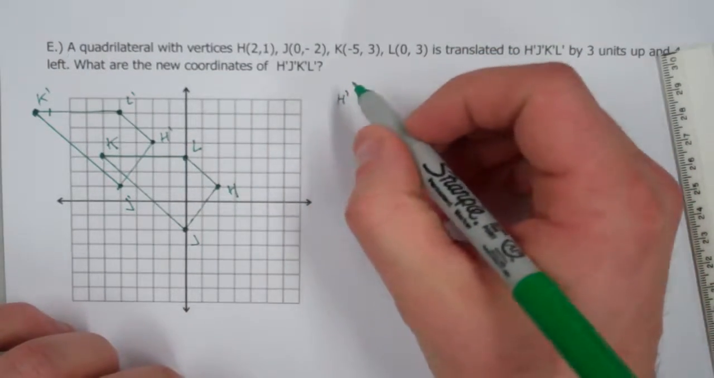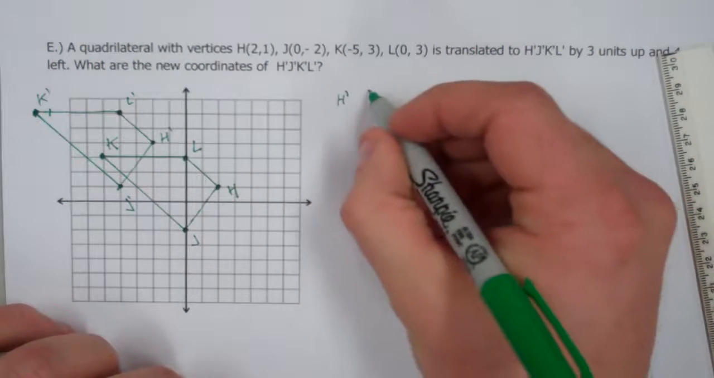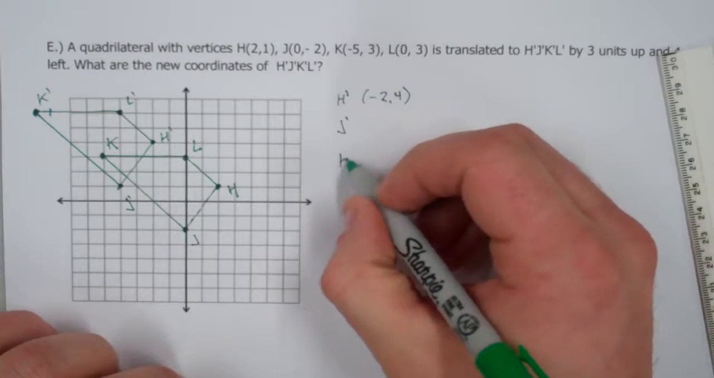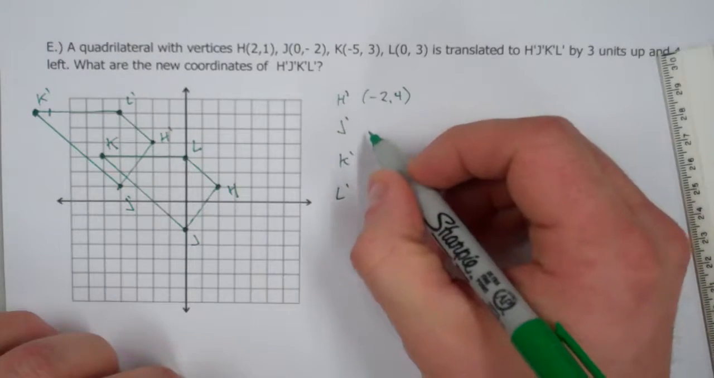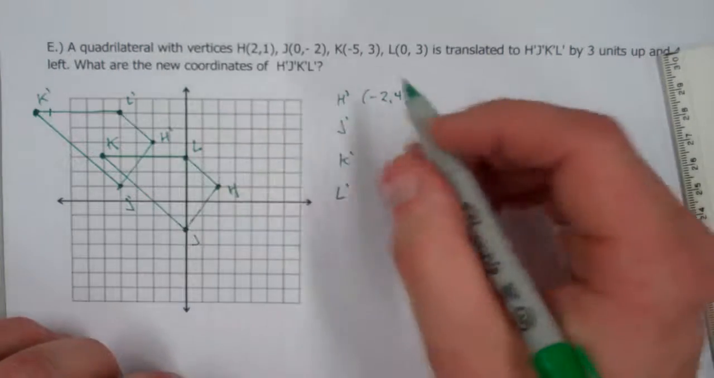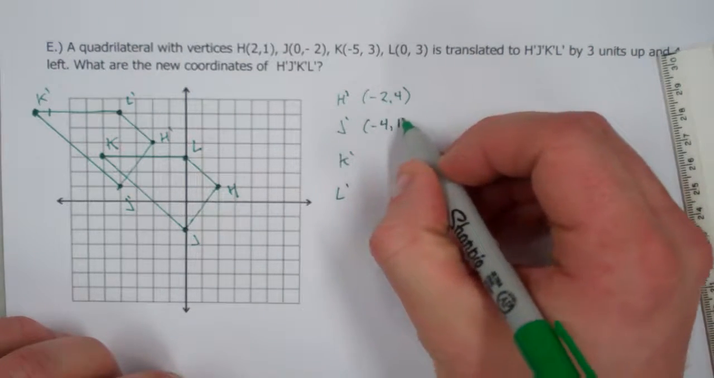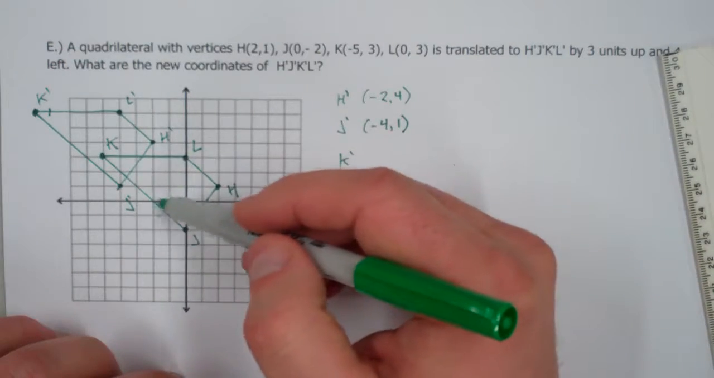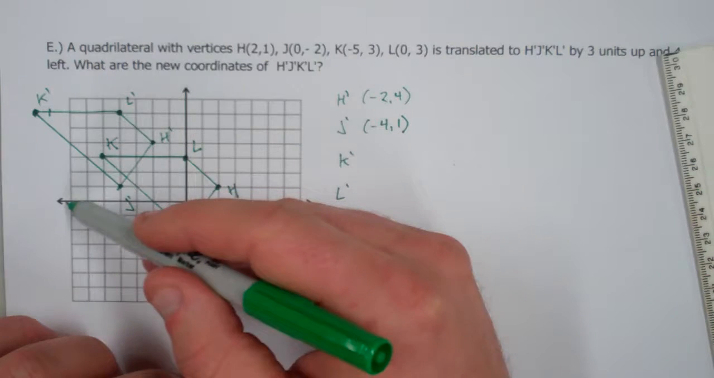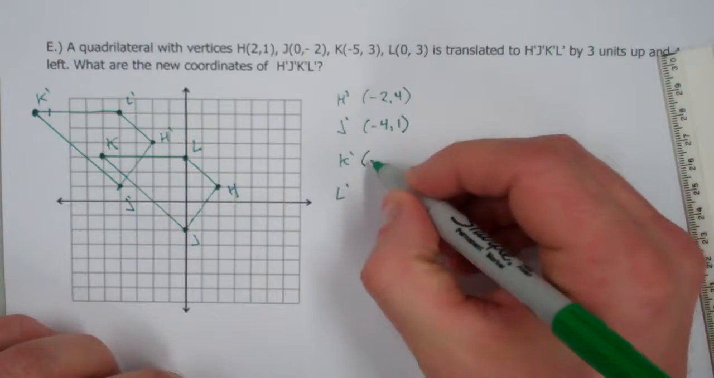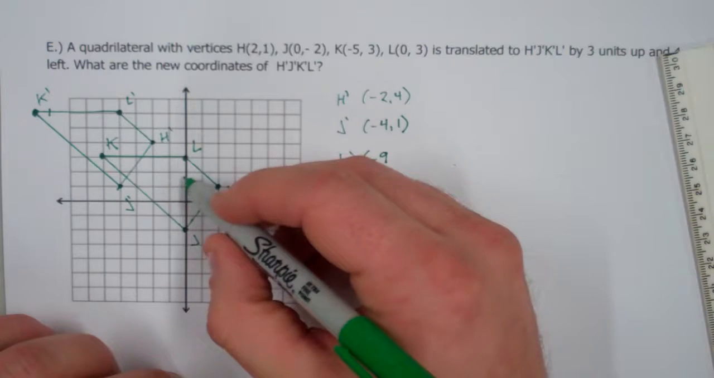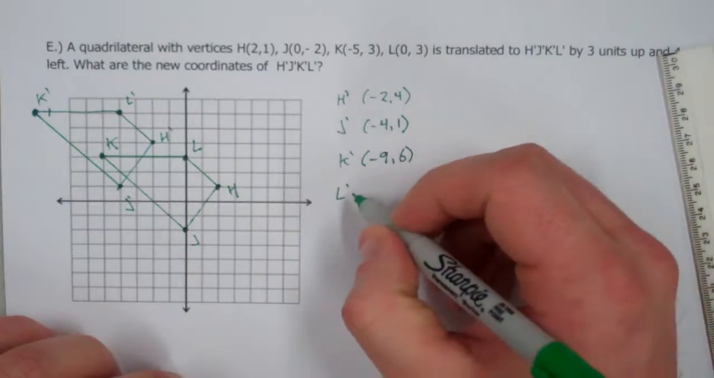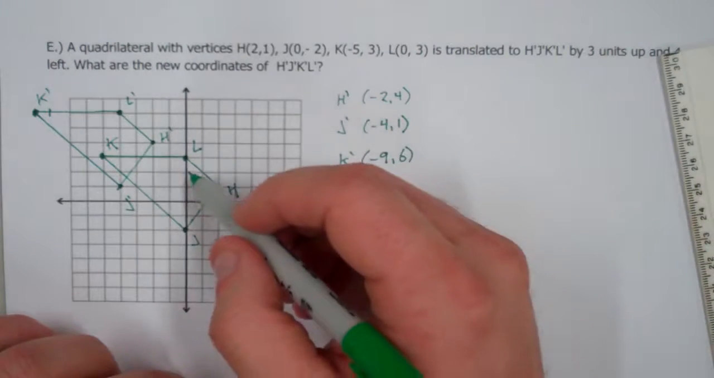So H prime is right here at -2, 4. We've got J prime, K prime to do, and L prime. So J prime is here, it's -4, 1. And then K prime would be this one all the way on the left hand side, so 1, 2, 3, 4, 5, 6, 7, 8, 9. Should be left 9, and then up 1, 2, 3, 4, 5, 6. And then L prime would be left 4 and up 6.